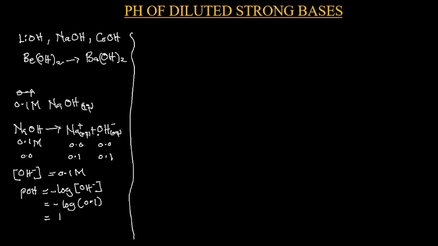So from this particular one, we can find pH. We know that pH is equal to 14 minus pOH because pH plus pOH gives us 14. All right. So when we subtract that, we'll have 14 minus 1, which is equal to 13. So the pH of 0.1 molar sodium hydroxide is 13. Good. Now, what about the same concentration for magnesium hydroxide?